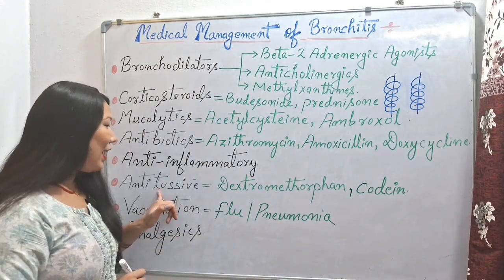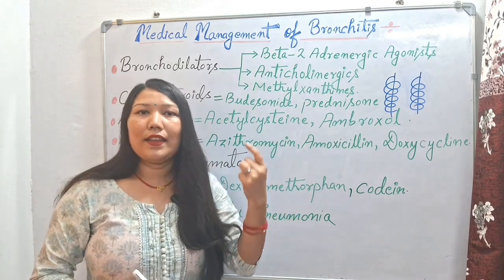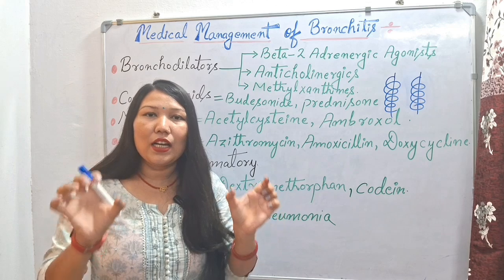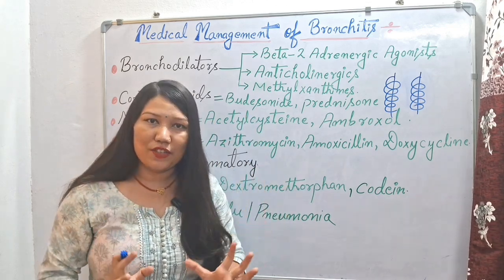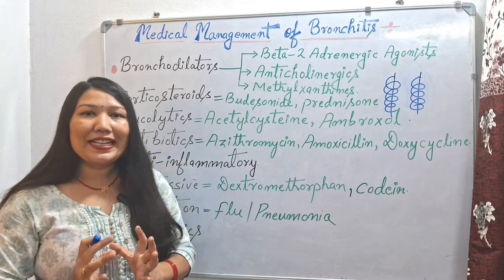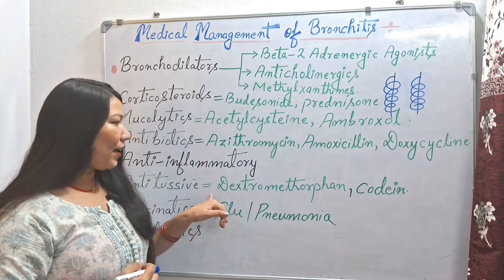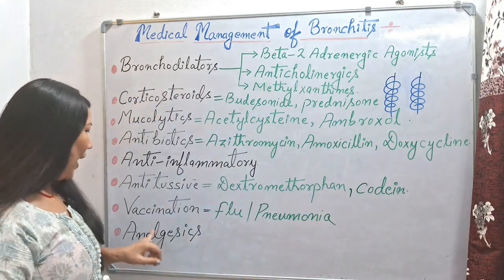There are many forms of antitussive drug which will act on the central nervous system, and there are many forms of antitussive drug which will only act in the peripheral or respiratory system. So if the patient is getting a dry cough, then we will give an antitussive drug like dextromethorphan, codeine and hydrocodone.